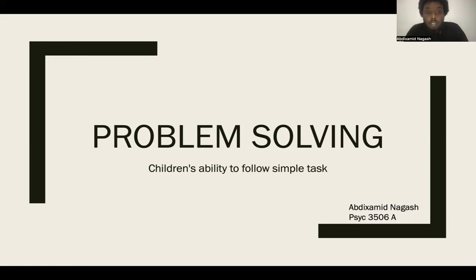Hello, my name is Abdi, and for this assignment, I'm looking at problem solving in children, specifically their ability to follow simple tasks, which is moving corresponding toys to the correct bins.